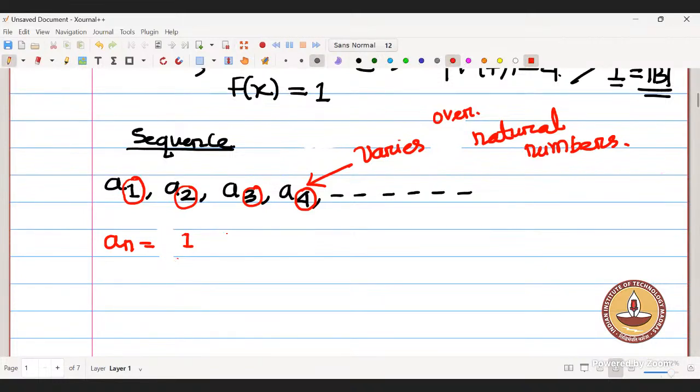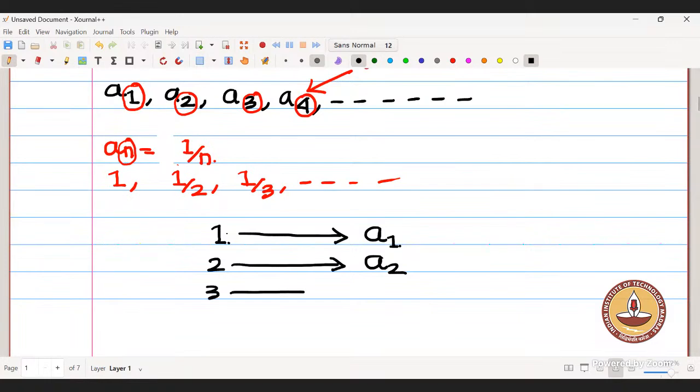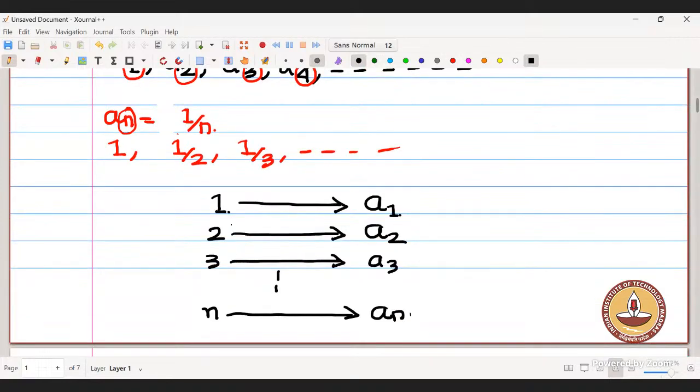If I write this, I'm using this index to represent this sequence. So what will be my a1? This is 1. A2 is 1 by 2, then 1 by 3, 1 by 4, and so on. So for 1, I have A1; for 2, A2; for 3, A3; and so on. For n, I have an.